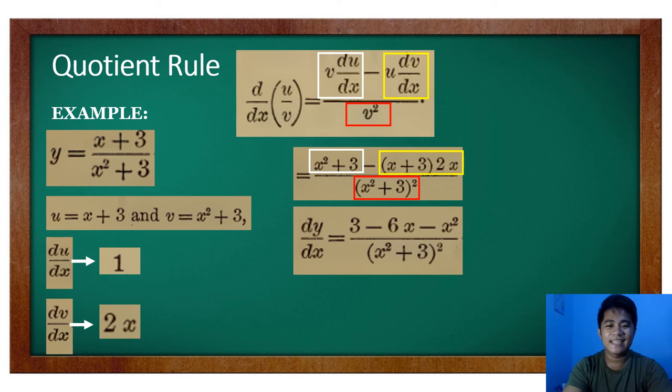Alright, and then here you just have to simplify that. Alright, and after simplifying that, magtataka po kayo, saan po yung du over dx? 1 lang po yun, alright? 1 lang po yun, so hindi ko na po sinulat yung 1. Yung du over dx. So v lang po yung sinulat ko, which is x squared plus 3 on this part. Okay, so simplifying the results, yun po yung result natin.